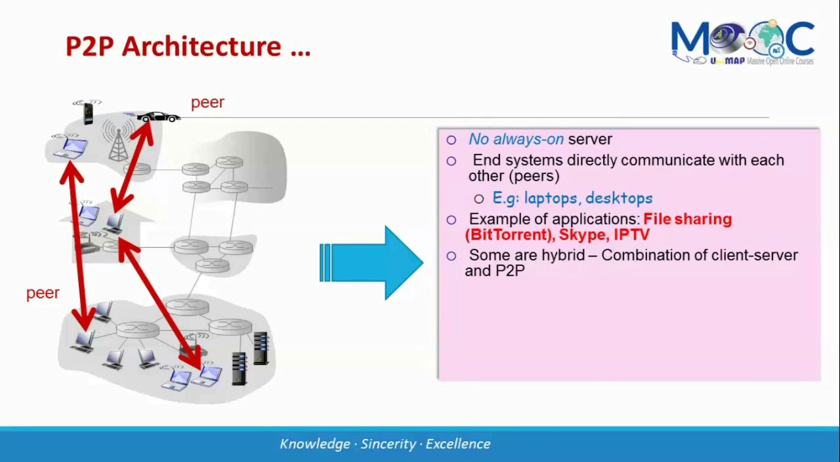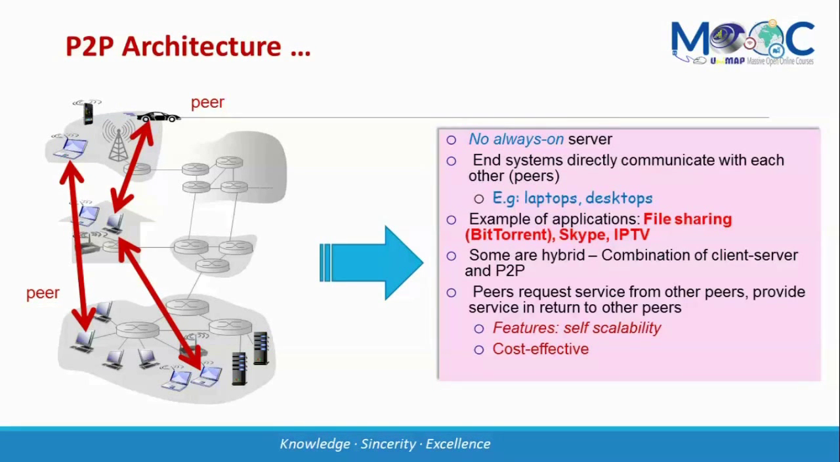Most of these peers reside in homes, universities, and offices. Some examples of the applications are file sharing, Skype, and Internet television, the IPTV. Some other applications may also adopt a hybrid architecture by combining both client-server and P2P elements. In this case, peers request services from other peers and provide services in return to others.